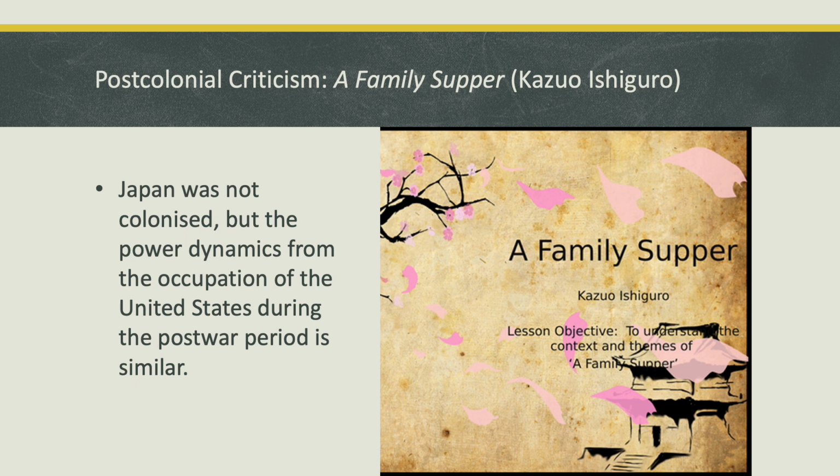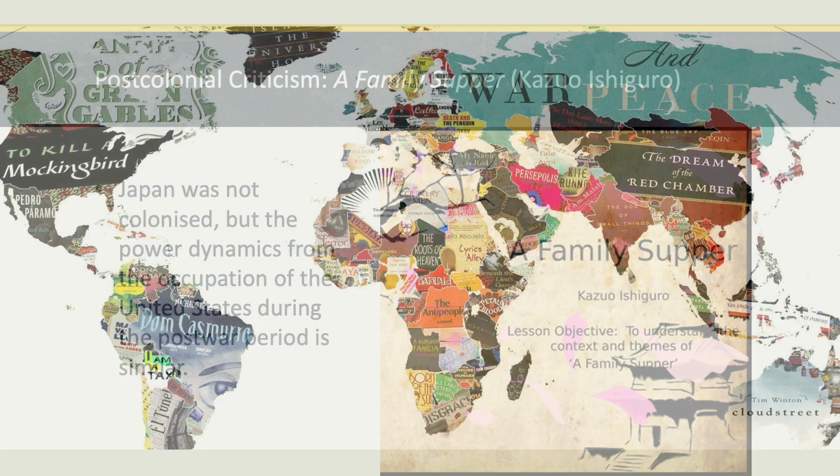As I said, Japan was not colonized. However, the United States did occupy Japan for several years after the end of the war. This has similar dynamics to post-colonialism. Therefore, we could apply post-colonial criticism to Ishiguro's A Family Supper, which is set during the post-war period.